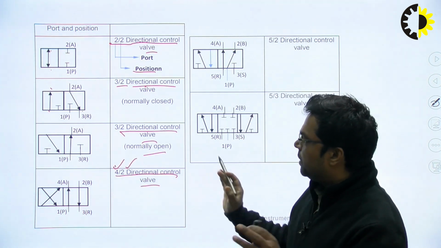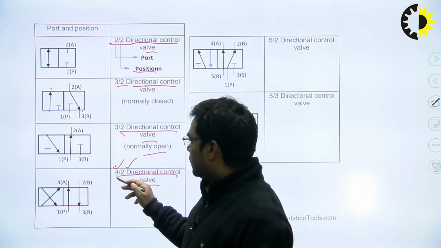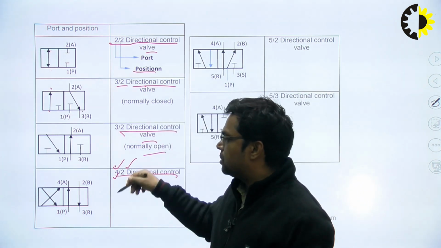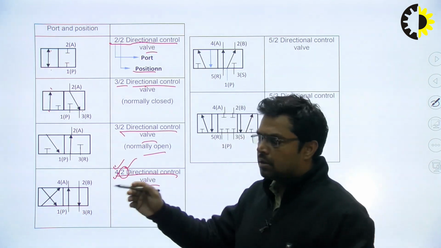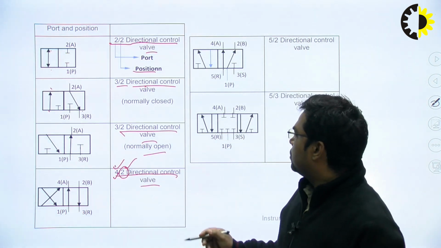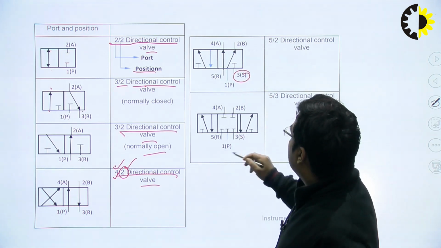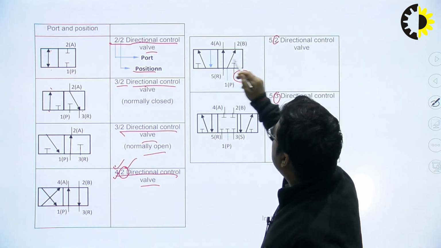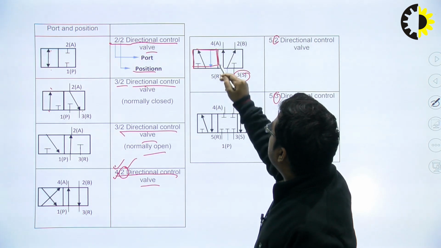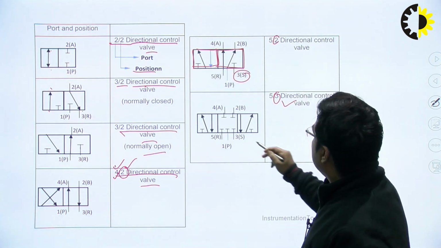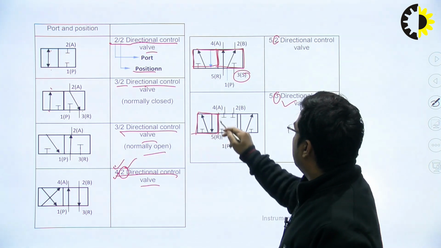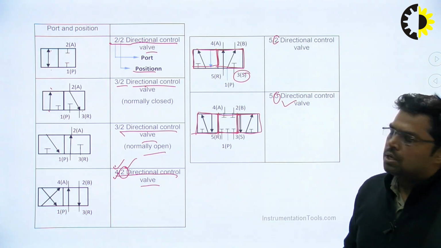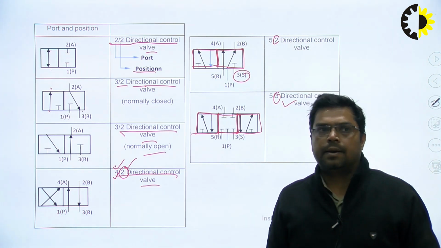You can see simply, from an understanding point of view, the first number is for ports and the second number, 2, stands for the positions. So if it is 3 or if it is 2, in the case of 2 there are 2 square blocks. If it is 3, you will find 3 square blocks, meaning 3 valve positions are possible. So these are the different valve and position arrangements.